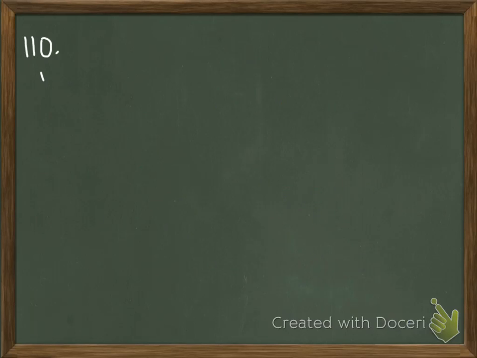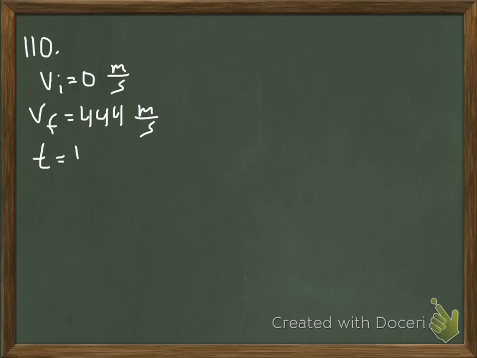Okay. Let's take a look at number 110. This is a sled. We're given the initial velocity. You're starting from rest, and then you get up to speed really, really fast. They give us the time it takes to speed up and also the time it takes to slow down.